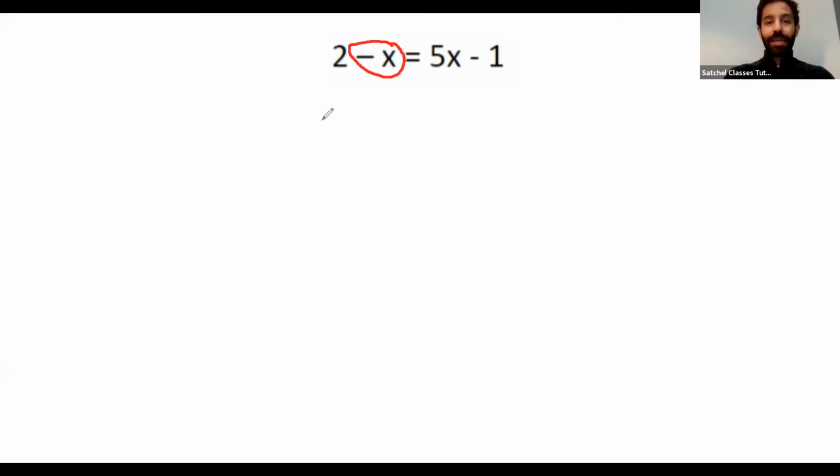And to get rid of negative 1x, I have to add x to both sides. So minus x plus x, or minus 1x plus 1x is just 0. So we're left with 2 on this side. And then 5x plus 1x is equal to 6x. And then we just bring the minus 1 down as well. So now I have 6x minus 1 will give us 2.